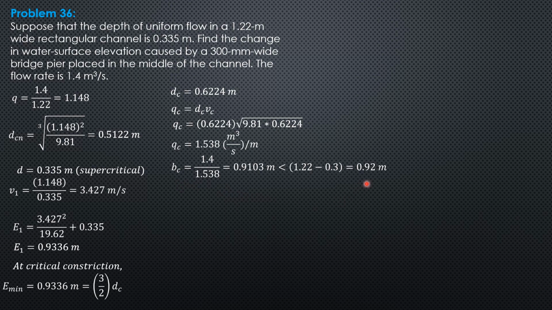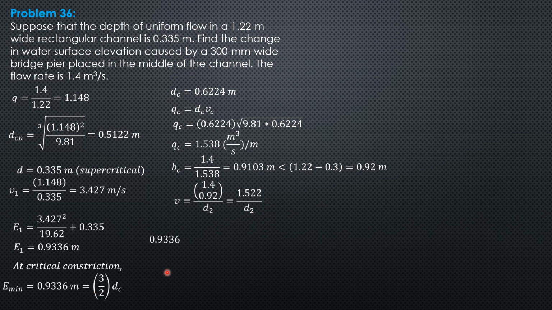Since they are not equal, then the actual velocity must be computed, which is 1.4 over 0.92, that's small q, divided by depth sub 2. So v sub 2, 1.4 over 0.92. This is v, velocity through the net width less the barrier, divided by depth 2, so 1.522 over depth 2.